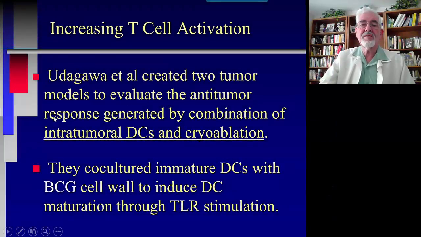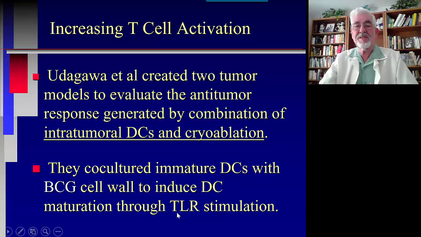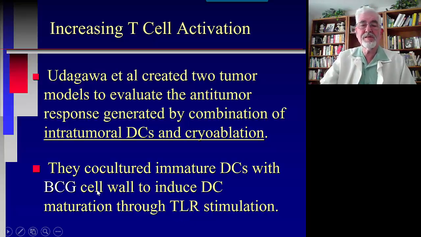Udagawa et al. created two tumor models to evaluate the antitumor response generated by the combination of intratumoral injection of dendritic cells and cryoablation. They co-cultured immature dendritic cells with BCG cell wall to induce dendritic cell maturation through TLR stimulation. Actually, TLR stimulation is those receptors that get stimulated and increased because of the BCG cell wall.